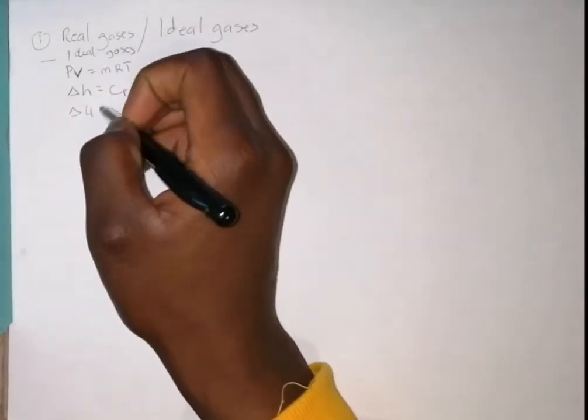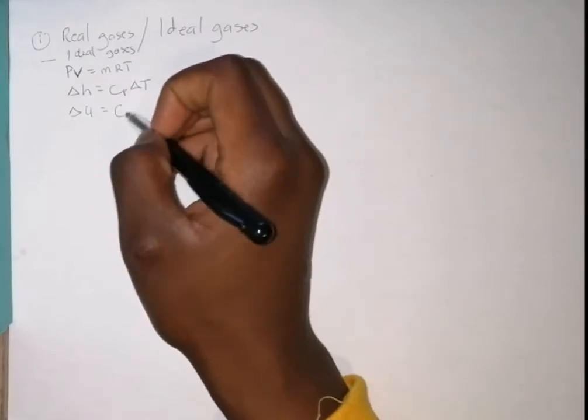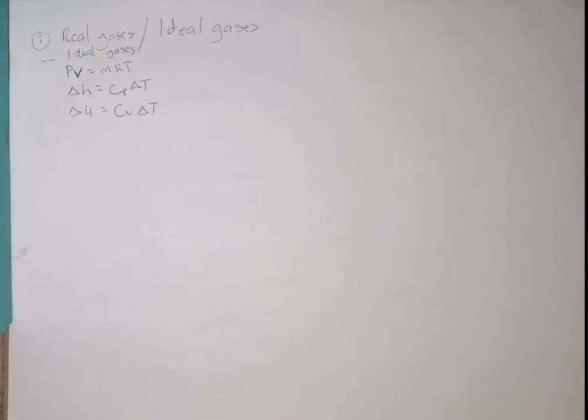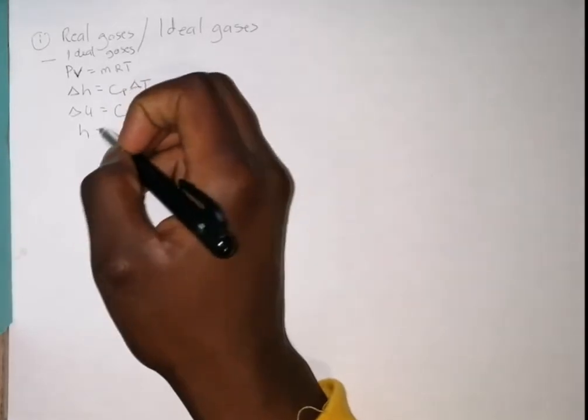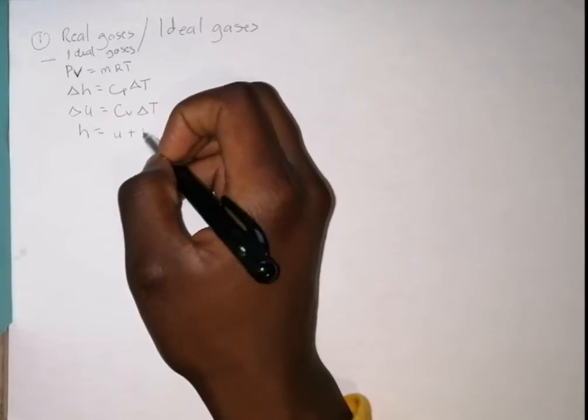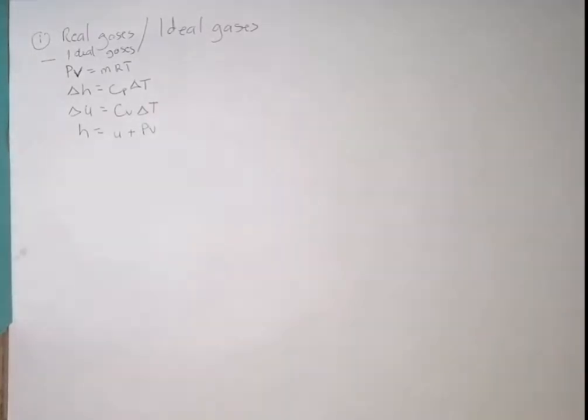The specific change in internal energy is equal to Cv times change in temperature. Cv is the specific heat capacity at a given volume, and change in T is the change in temperature. Then, how do we find enthalpy if we only have the temperature and the internal energy? Enthalpy is equal to u plus Pv, where v is the specific volume.